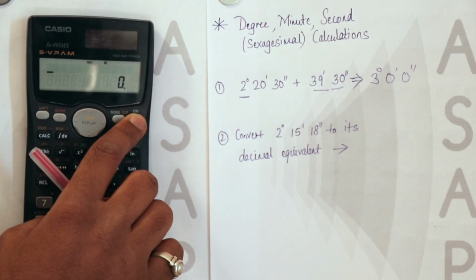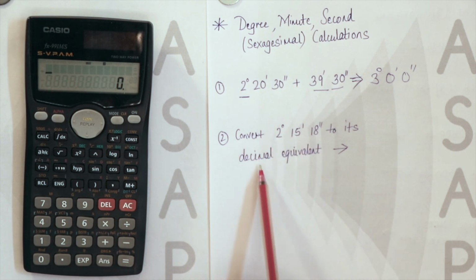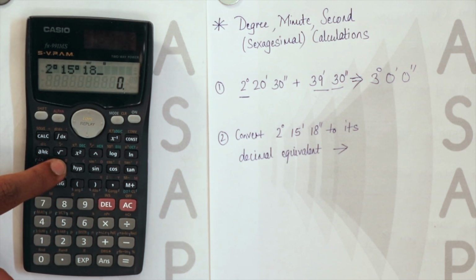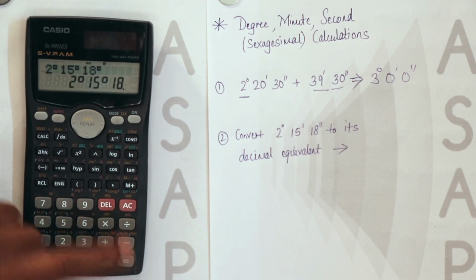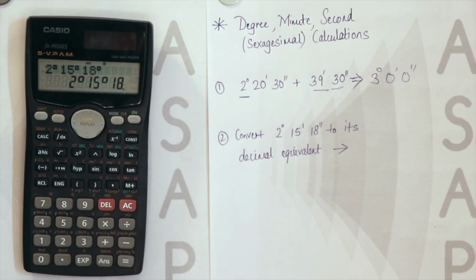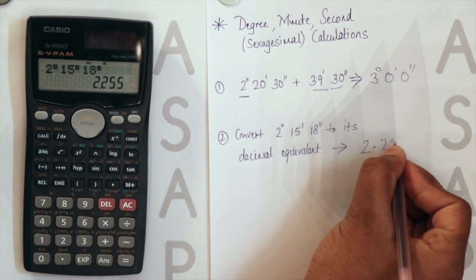Now what if you need to convert this value of degree, minutes and seconds value to its decimal equivalent? So the simple step we follow first is 2 degree, then 15 minutes, 18 seconds equal to, you get this. If you want to convert it into decimal equivalent, you only need to press this button of degree, minute and seconds. So this value you get is 2.255.